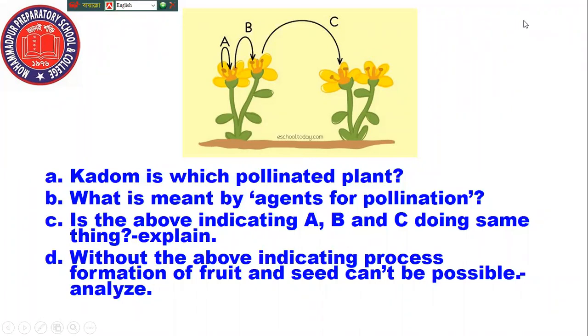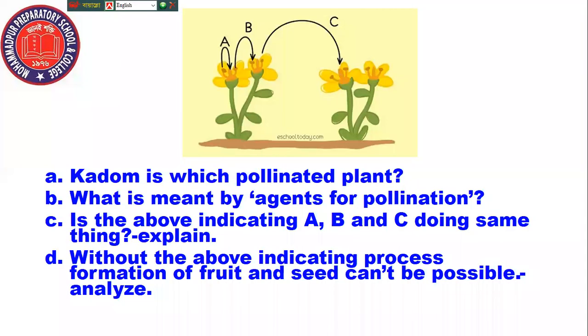Okay. Like the similar figure in your book, that one I think I already understood. That is A and B, self-pollination, and from B to C or A to C, it will indicate what? Cross-pollination. Yes, cross-pollination. Thank you.